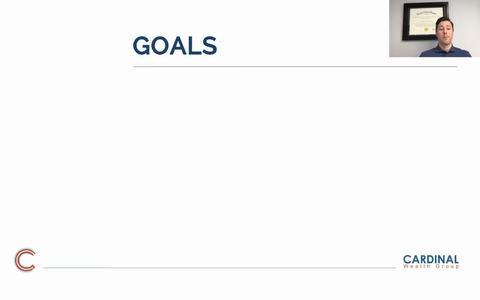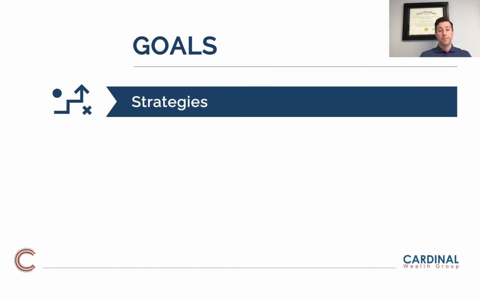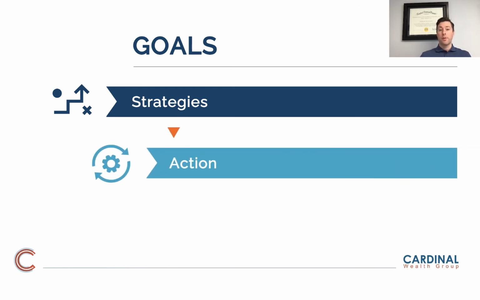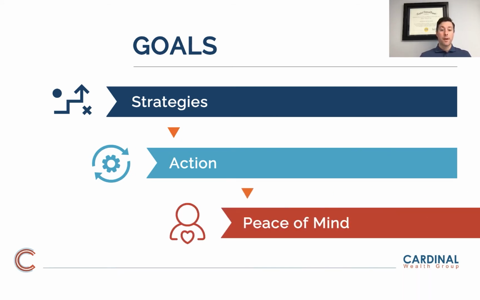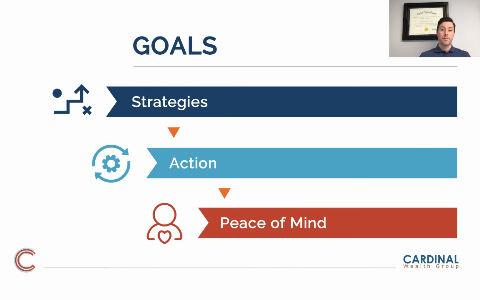When planning for retirement, the first step in the process is to establish the goals that you are hoping to achieve. From there, you can test the different strategies that are available to you in addition to your current strategy that you're using to identify what is the most efficient or appropriate strategy that you want to implement in order to achieve that goal. Once you identify the most appropriate strategy, you then know exactly what actions you need to take in order to implement it, and from there, that will lead to peace of mind.